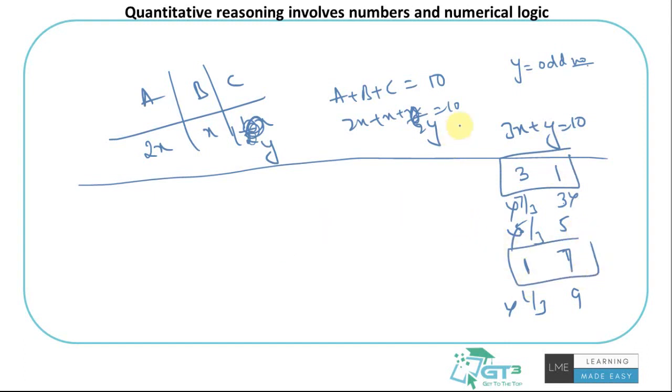So I see two possibilities. And let's say B holds more chocolates than C. So in that case, what is the only possible answer? This is the only possible answer. That is how these quantitative reasoning questions will be framed.